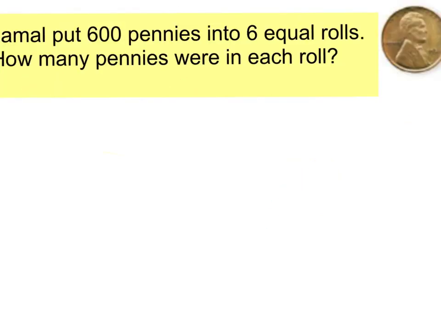So now let's look at another example. Jamal put 600 pennies into 6 equal rolls. How many pennies were in each roll? Well, let's go ahead and think about that equation. If I know I have 600 pennies and I'm going to divide them into 6 equal rolls for Jamal, we want to know how many pennies were in each roll. The basic fact that I see here is that 6 divided by 6 is 1, and I have 2 zeros left over. So 600 divided into 6 piles would equal 100 per pile.